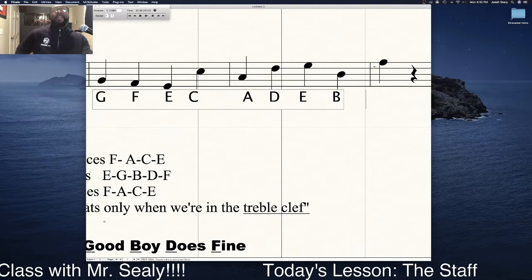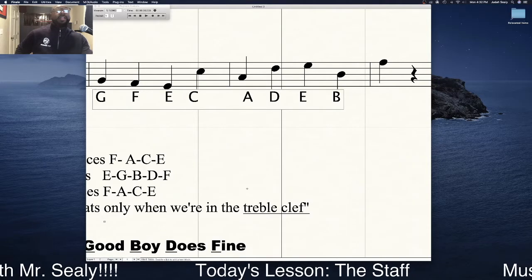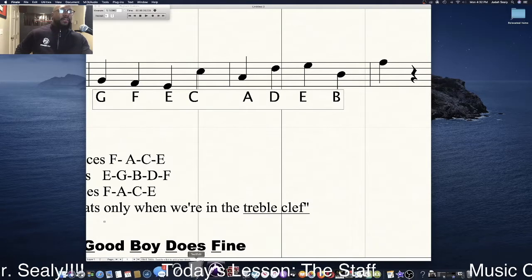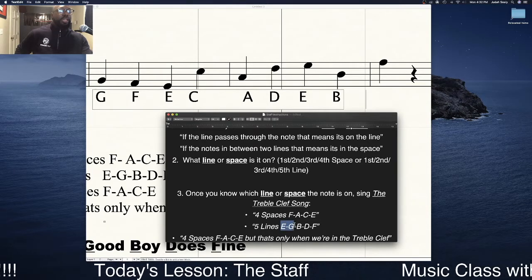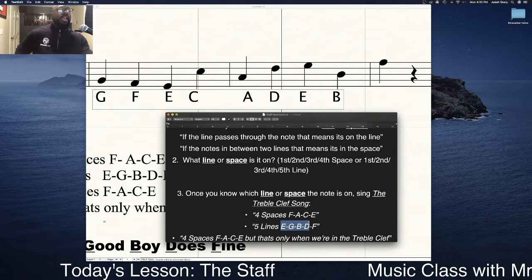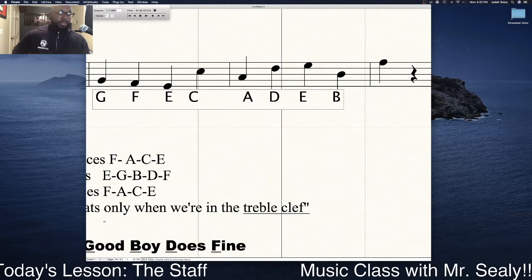As a bonus, I wonder if anybody can tell me what this one is. It's on the line. It's on the 1, 2, 3, 4, 5th line. What is our 5th line? 5 lines, E, G, B, D, F. That is an F. So I'm going to just label that.